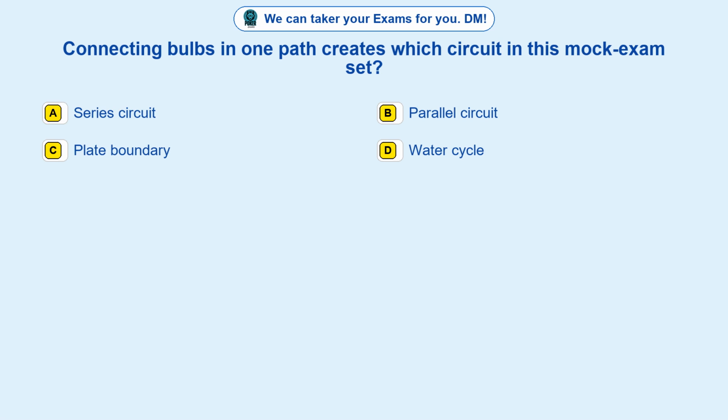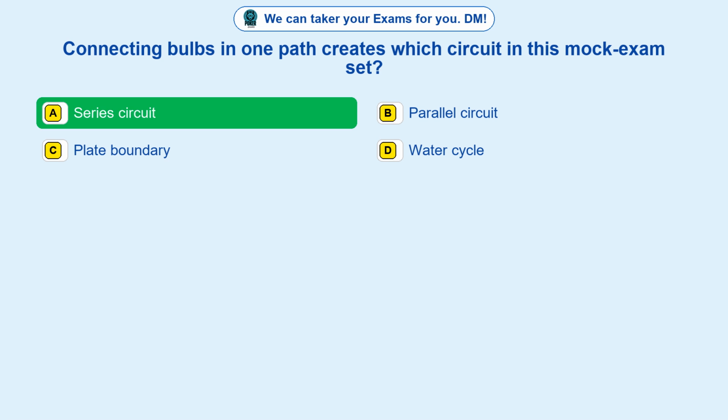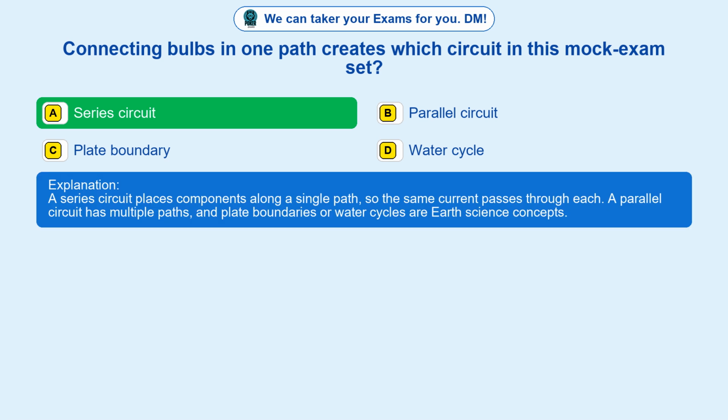Question 73. Connecting bulbs in one path creates which circuit in this mock exam set? Option A, series circuit. Option B, parallel circuit. Option C, plate boundary. Option D, water cycle. The correct answer is option A. Series circuit. A series circuit places components along a single path, so the same current passes through each. A parallel circuit has multiple paths, and plate boundaries or water cycles are earth science concepts.